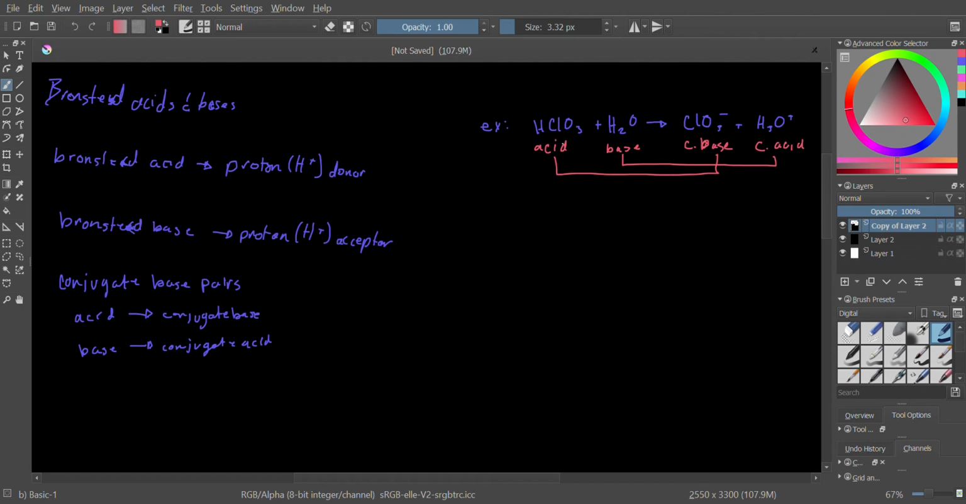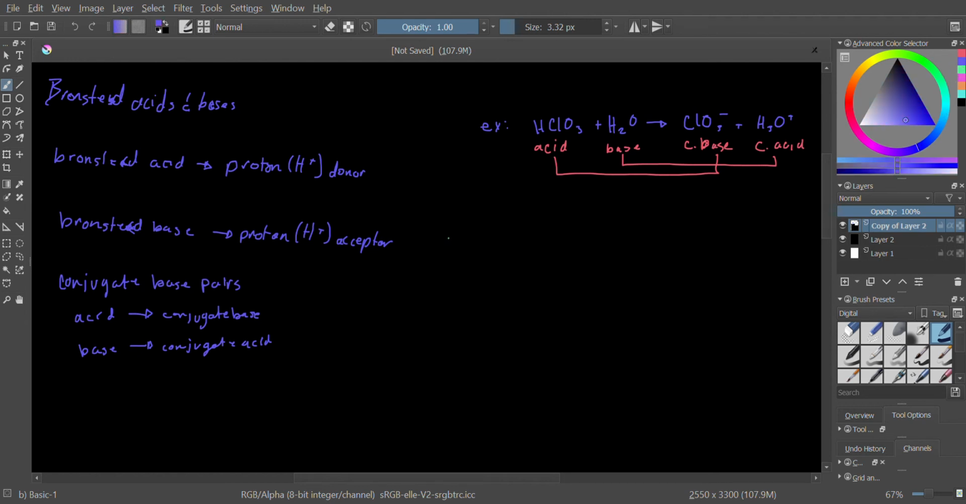And then if we were looking at this reaction backwards, the H3O plus and ClO3 minus would give us the H2O, so we see that our H3O lost an H, so it's our conjugate acid, and then we see that our ClO3 gained an H, so that would be our conjugate base.